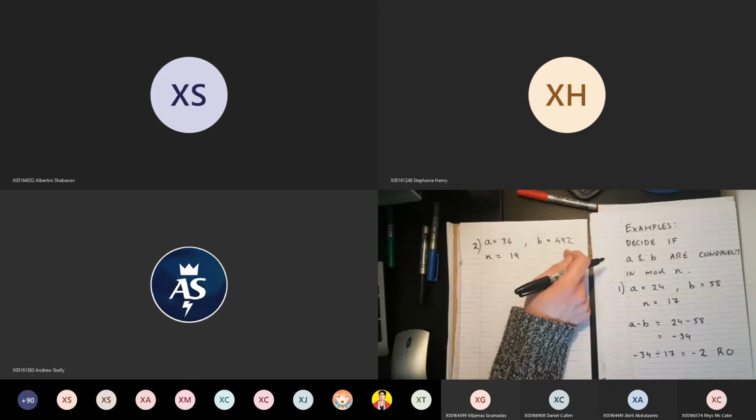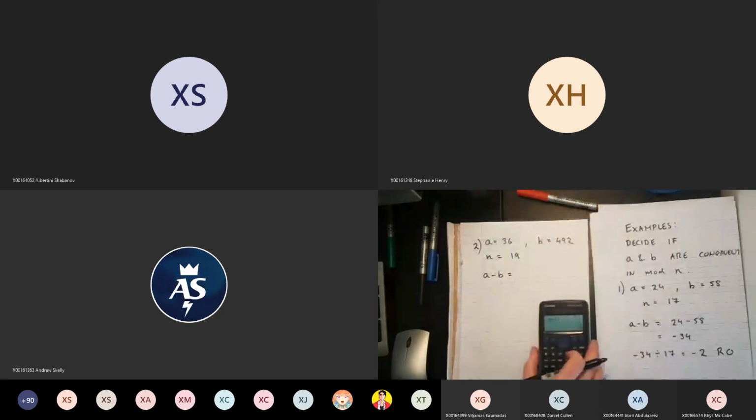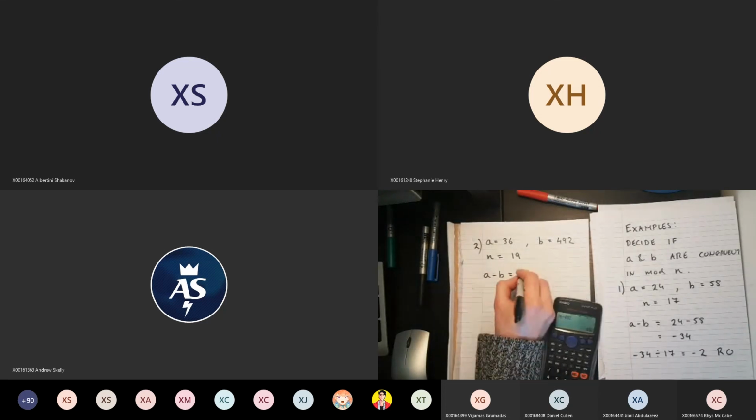If it's at all possible for me to do, I would like to find the answer to whether they're congruent without actually having to go and compute the remainders. Okay, so what would I do? A minus B, what is that? Get my calculator here. Okay, so now I take 36 minus 492. Pretty easy to do on a calculator. That's 456 with a negative sign.